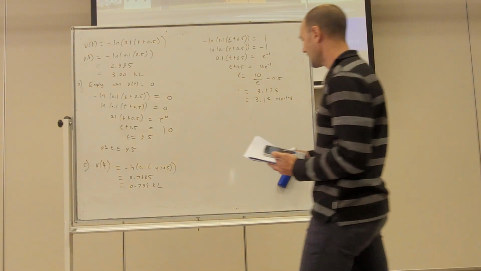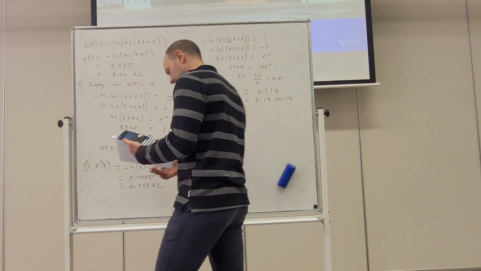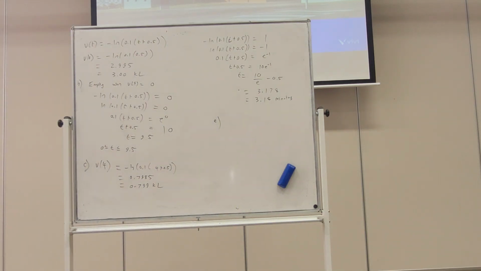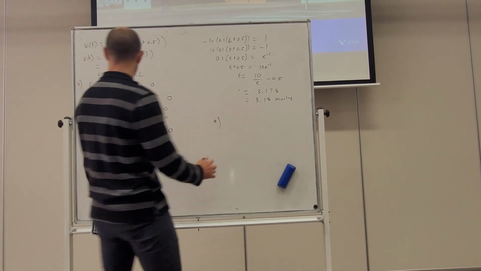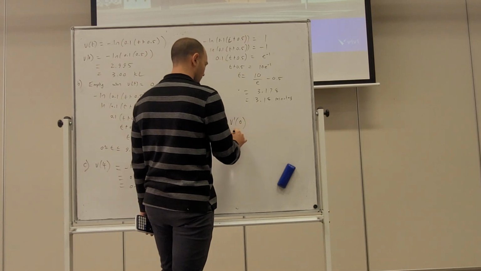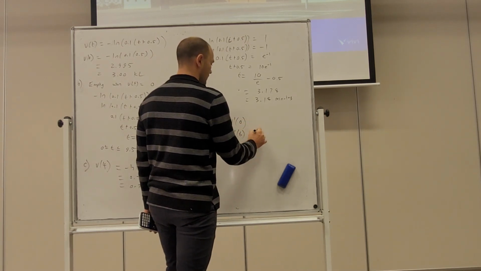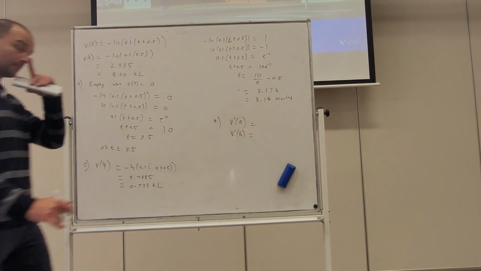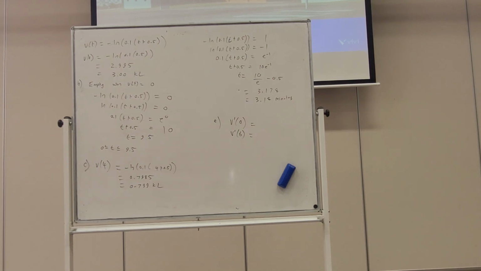Okay, so we're on to part E, and it says determine at what rate is water leaving the tank initially and when time is 6. So this means what's volume dash of 0 and V dash of 6. So we could find the derivative function here. All right, now I'm going to do it just so that we can recap derivatives of logarithmic functions.